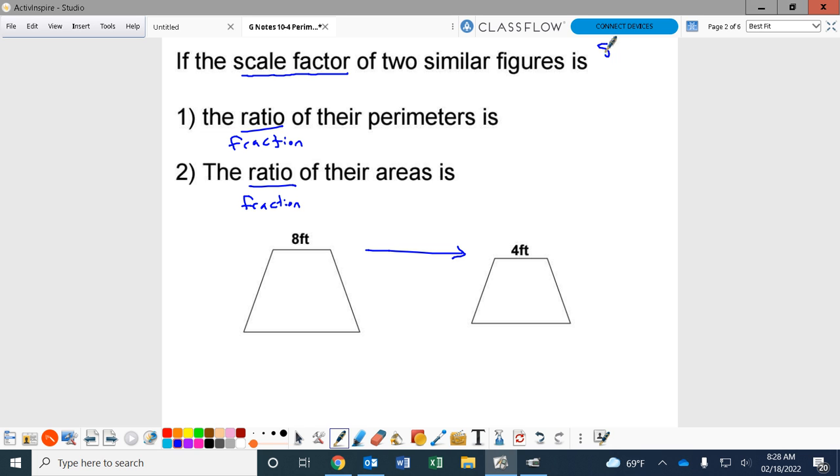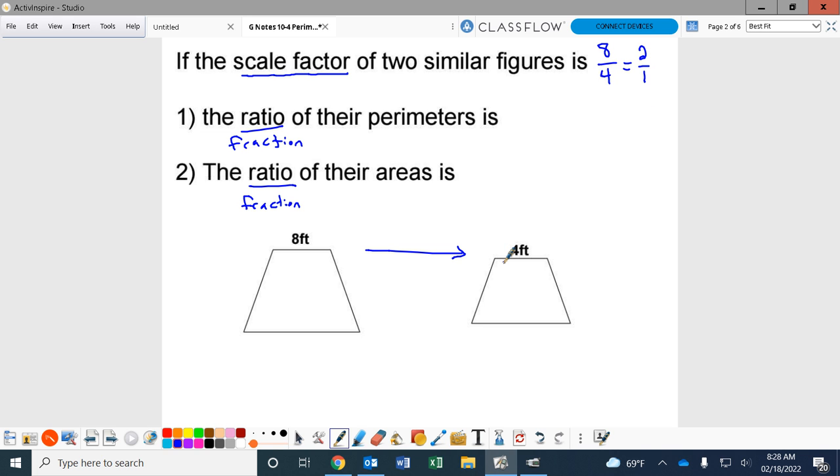That's it, guys. 8 over 4, and we reduce it. Now it is a ratio, so don't reduce it down to a whole number. Please make sure it stays a fraction. Because it is a ratio, it's going to need to stay a comparison of two numbers. So what would 8 over 4 reduce to? 2 to 1. Perfect.